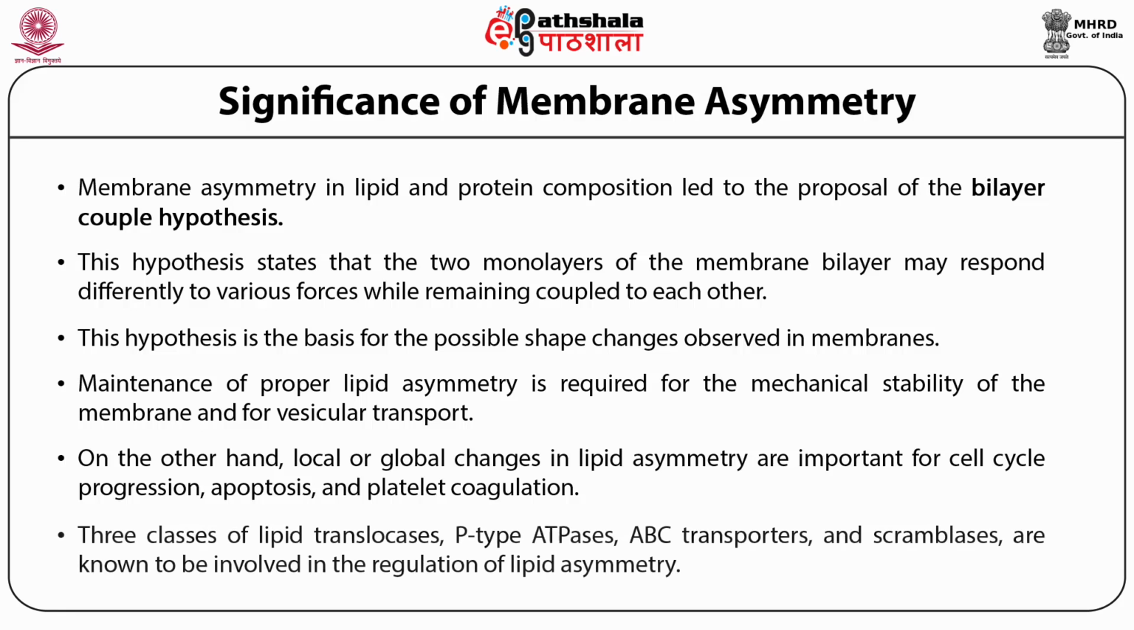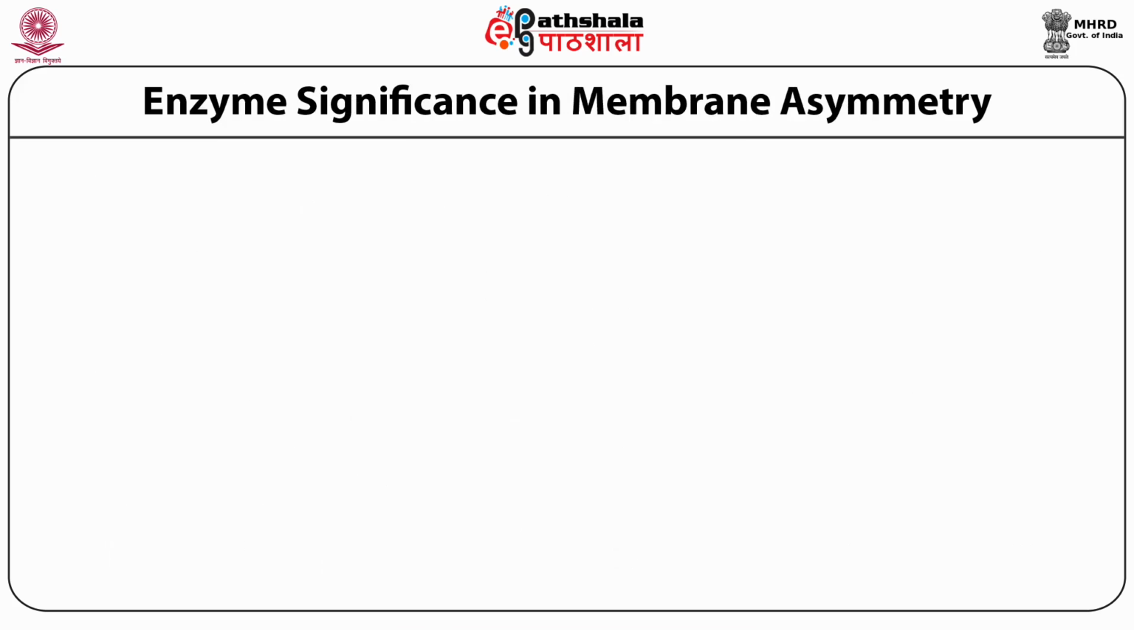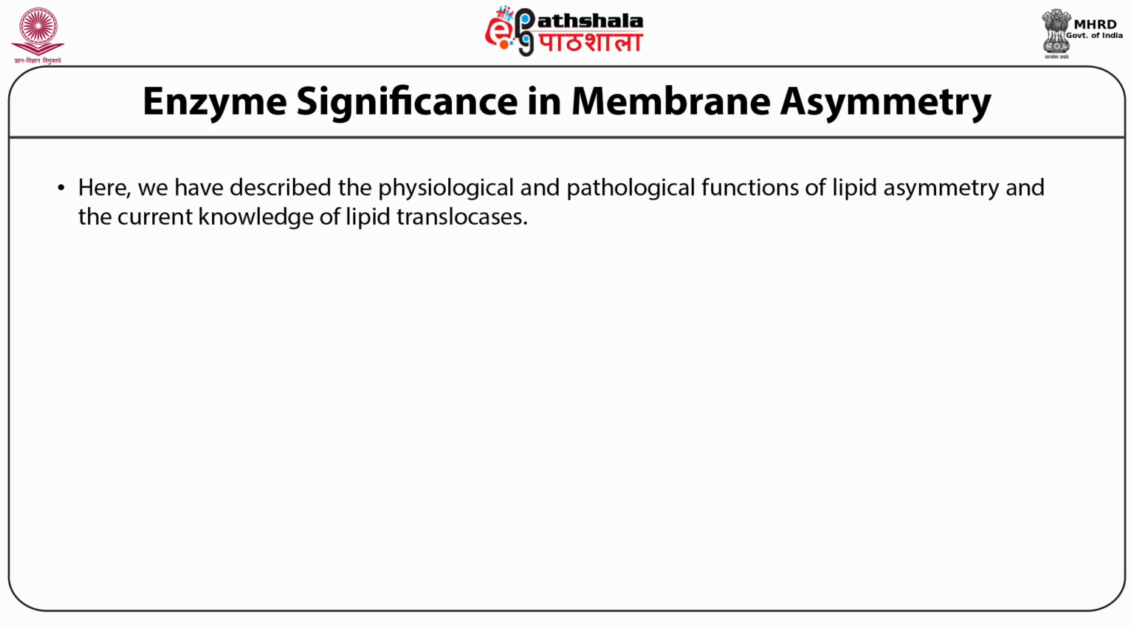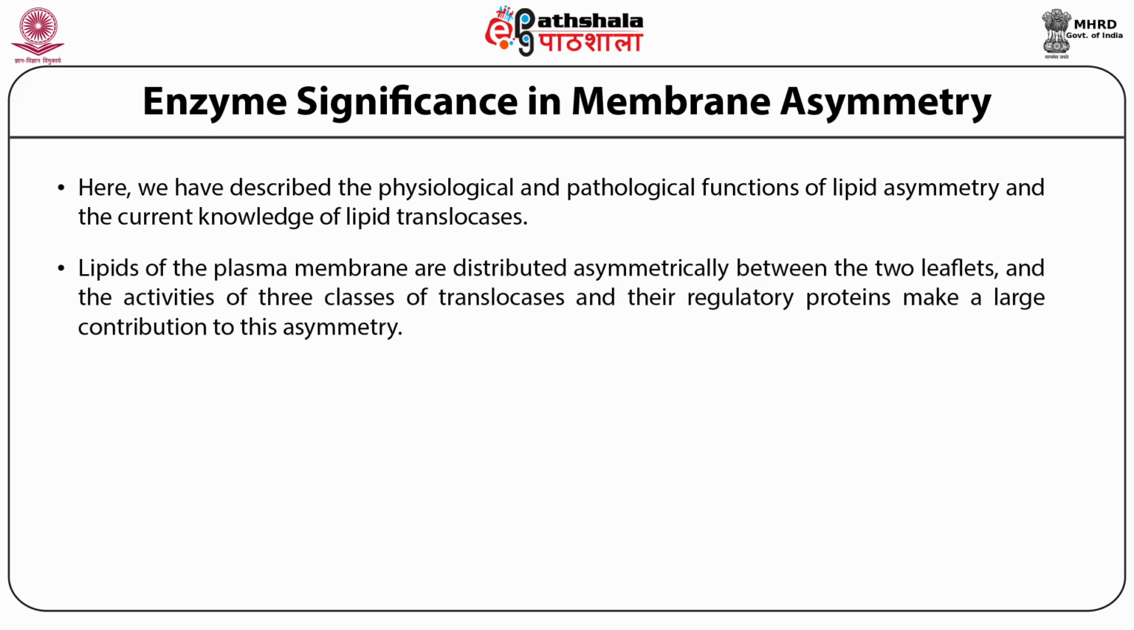Three classes of lipid translocases, P-type ATPases, ABC transporters, and scramblases, are known to be involved in regulation of lipid asymmetry. What is the physiological and pathological function of lipid asymmetry? Lipids of the plasma membrane are distributed asymmetrically between the two leaflets. The activity of three translocases and their regulatory proteins makes them large contributors of asymmetry.